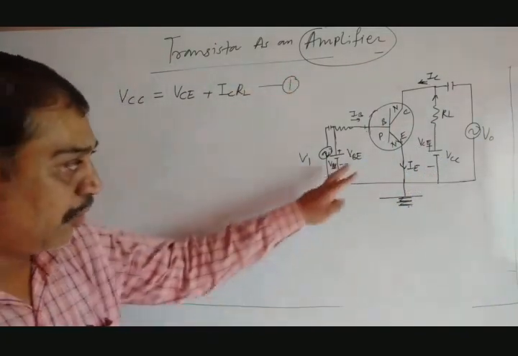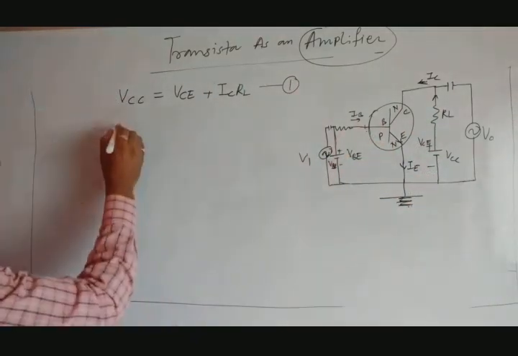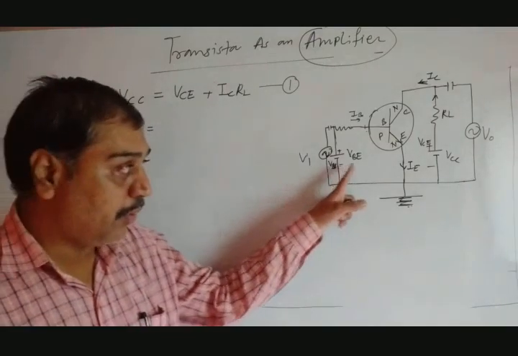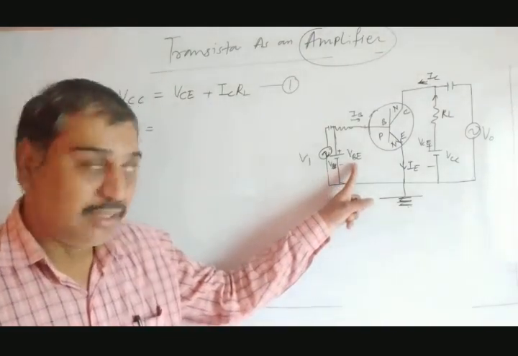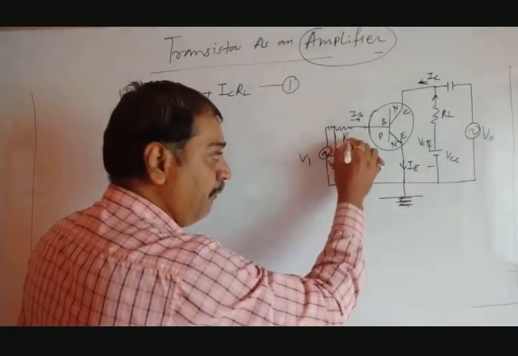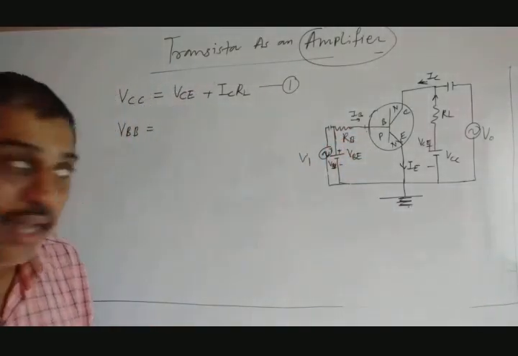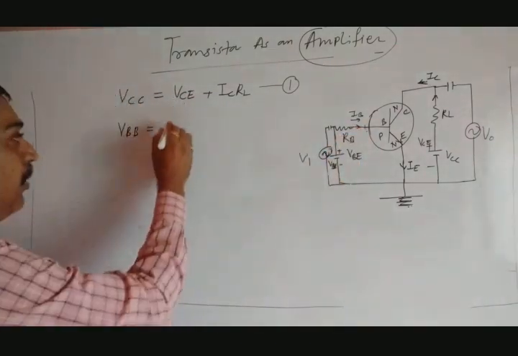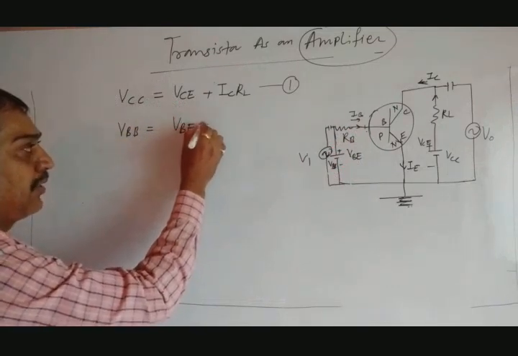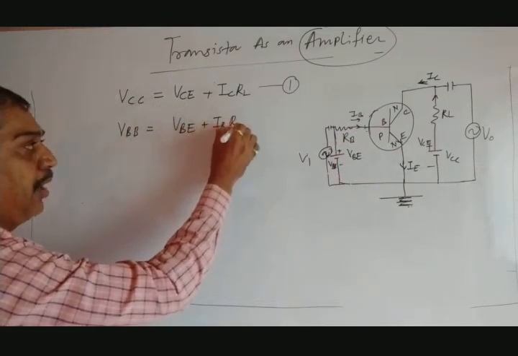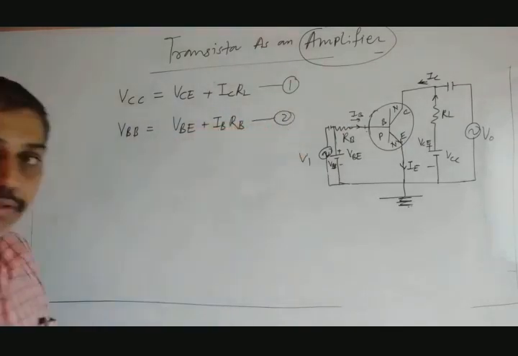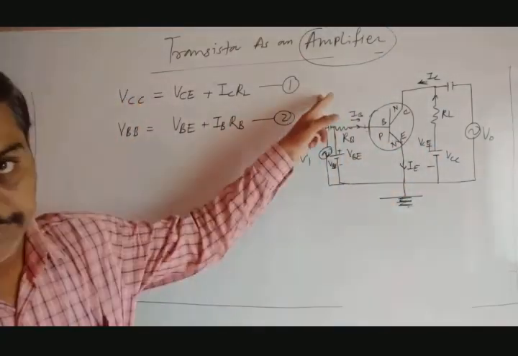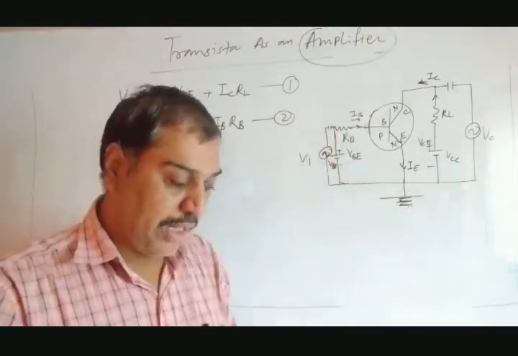Similarly, we can apply the same law to the input loop. So what is the equation? VBB equal to VBE plus, suppose this resistance is RB. As current passes through RB, there must be a drop of some voltage. This current passes like this. So we can write VBB equal to VBE plus IB into RB, equation 2. So this is according to Kirchhoff's second law. We applied it to the output loop, which gave equation 1. The input loop gives equation 2.